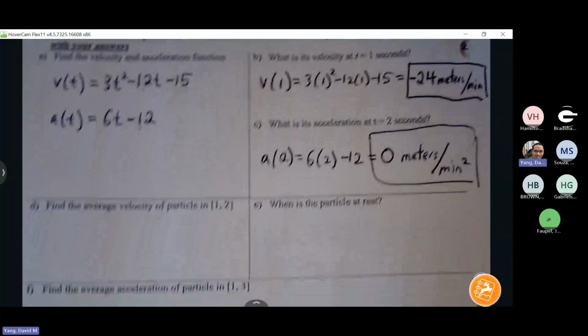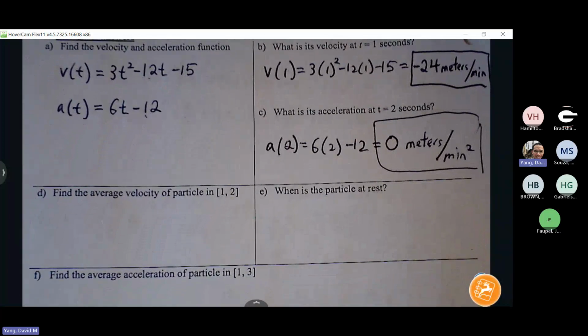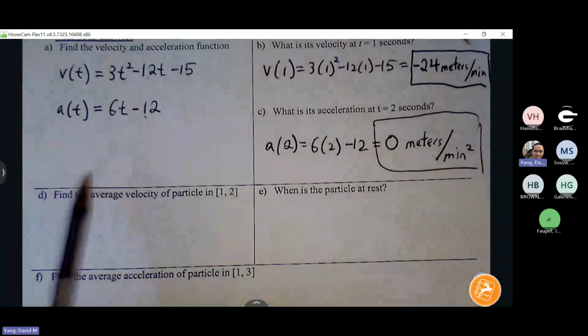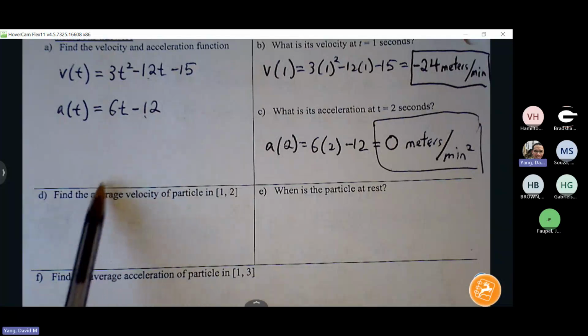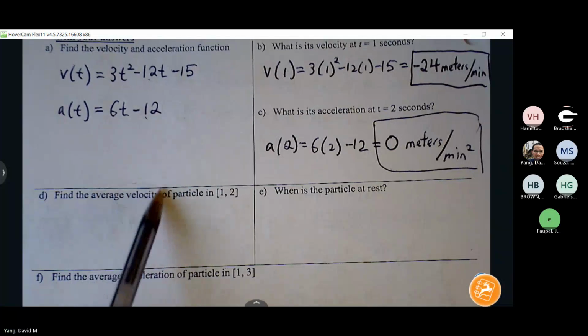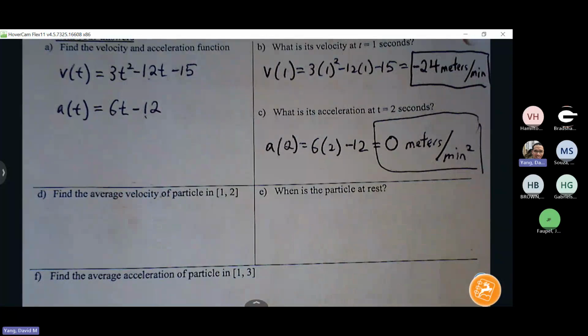Find the average velocity of the particle on the interval from 1 to 2. Okay, what's the formula for average velocity? Change in position over change in time.